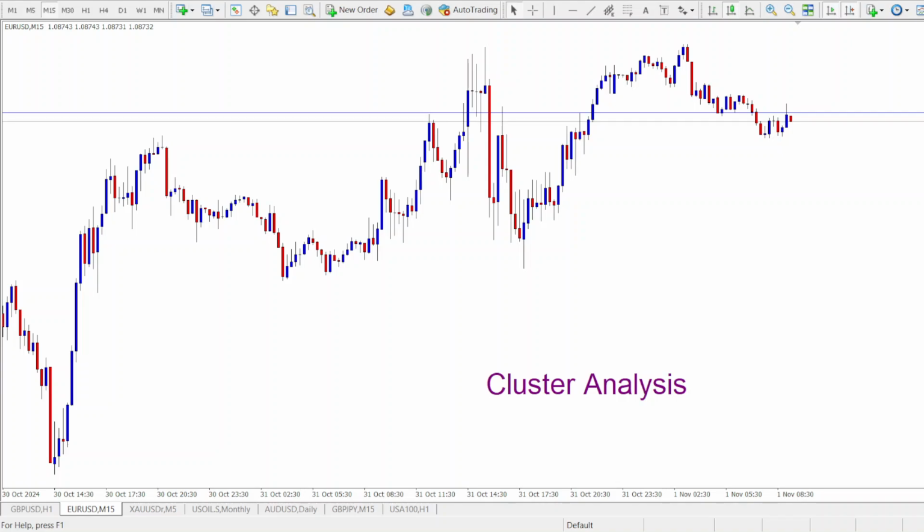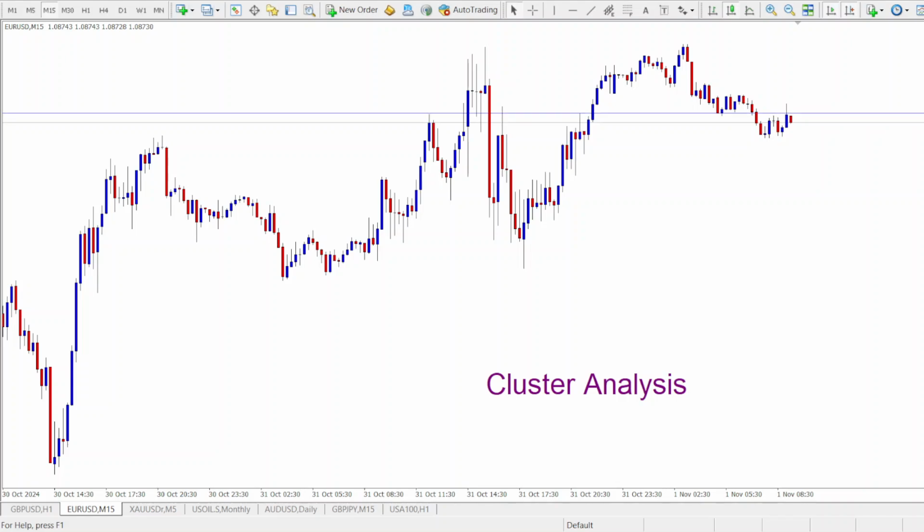So why is cluster analysis so useful in trading? The markets are complex and trends aren't always obvious, right? So cluster analysis allows us to identify hidden relationships between assets, trading patterns, or market conditions that might not be visible at first glance.